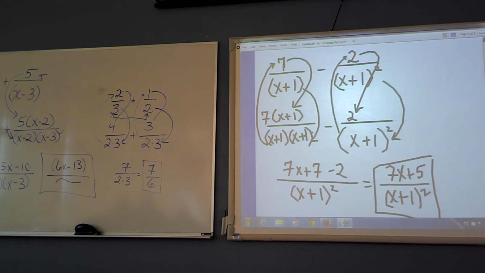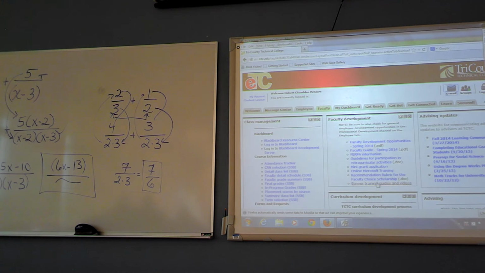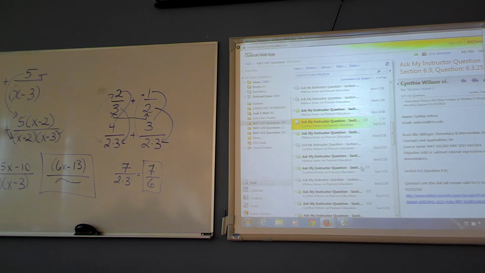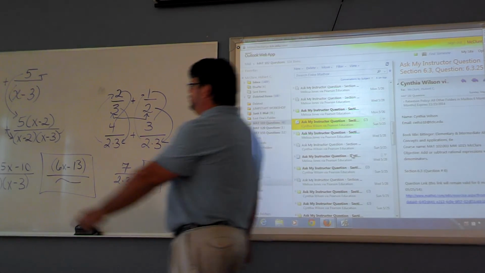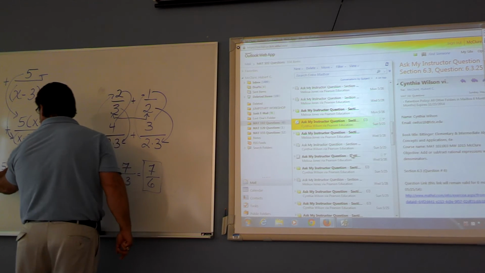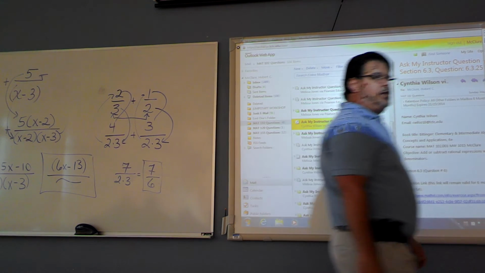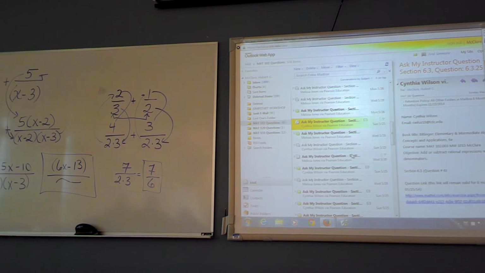Okay, on that one, when you got the x minus 3 plus 5x minus 10. Did you go ahead and multiply the 1 into the x minus 3 and then the 5 into the x's? And that's how you got? I multiplied the 1 times this and 5 times this. Okay. The only thing you work with is the numerator. You don't do anything with the denominator.